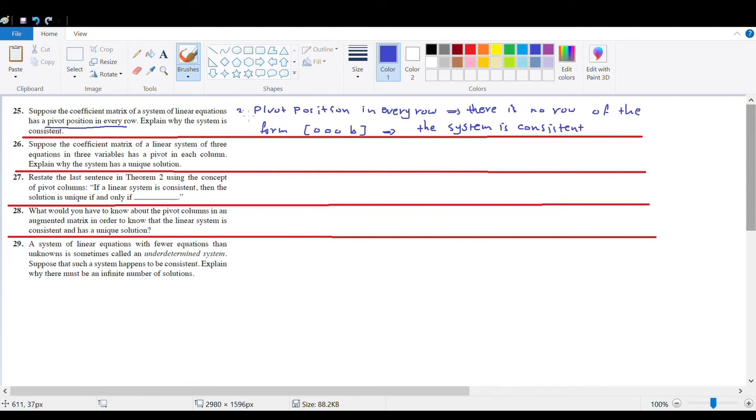So this is 25. Now for 26, suppose the coefficient matrix of a linear system of 3 equations in 3 variables has a pivot in each column.